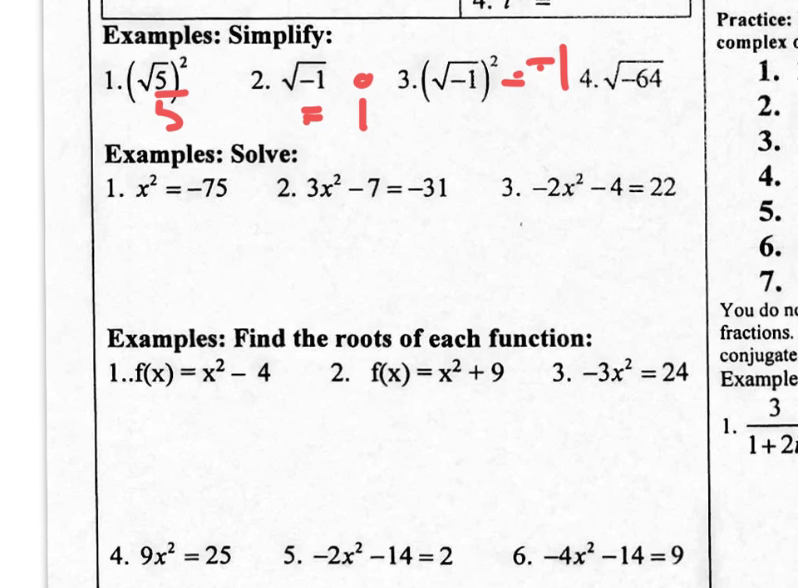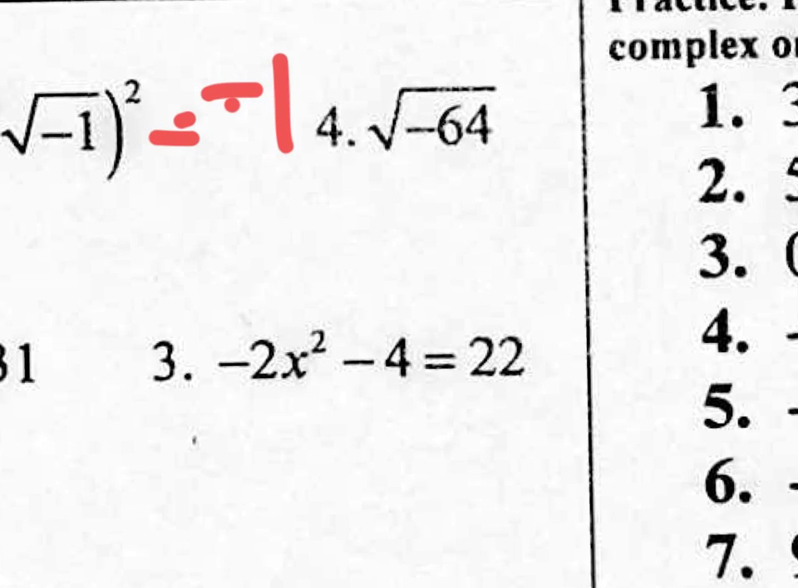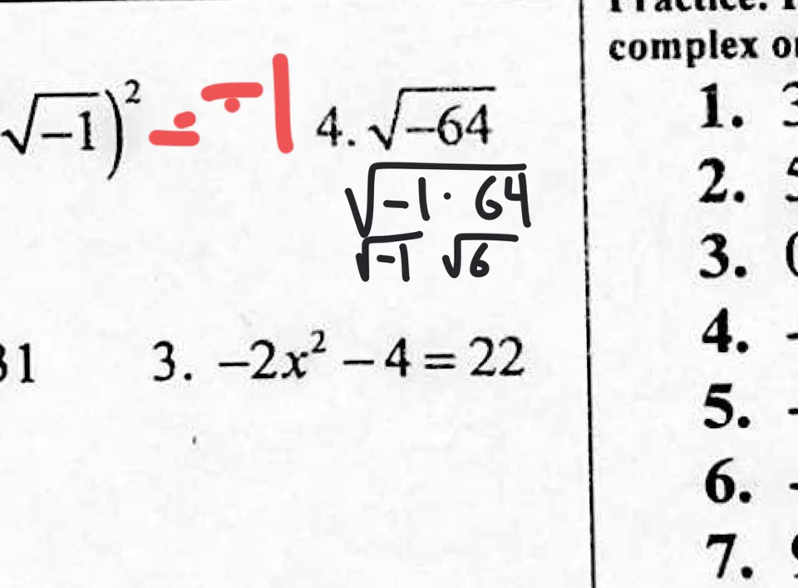What is the square root of negative 64? Think about this. We're going to rewrite the square root of negative 64 as negative 1 times 64. Now, why would I do that? So I could split it and say negative 1 times 64, but with the square root on each of them. Now, what's the square root of negative 1? i. And what's the square root of 64? 8. So you really have i times 8. So the answer to number 4 is 8i.